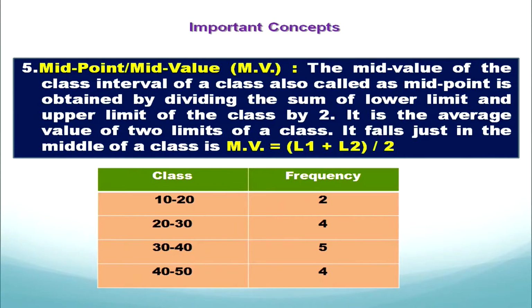So, once I have calculated the first midpoint, and if the series is exclusive, then we can easily know what will be the next mid value. Here we can say in the first class interval, the mid value is 15, the second is 25, the third is 35 and the fourth is 45.